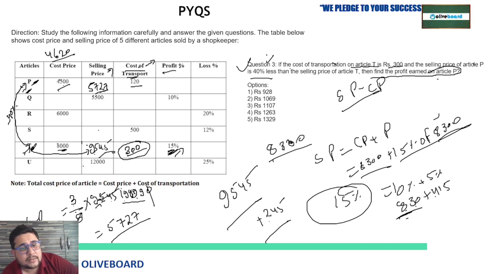And even in that way also you can calculate. Calculate 40% of 9,545 and subtract it from 9,545, so in that scenario also you are going to get the same. But this is the best way. 3/5 of 9,545, you will get the answer.